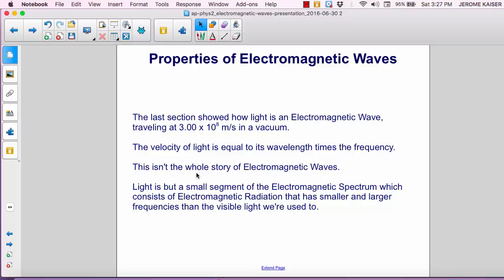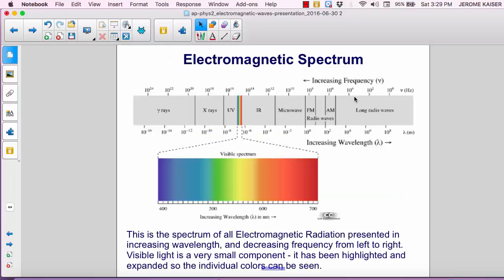Light is just a small segment of the electromagnetic spectrum, which consists of electromagnetic radiation that has smaller and larger frequencies than the visible light we're used to. Here's a diagram of the electromagnetic spectrum. Going from left to right, we see increasing wavelength and decreasing frequency. At the shortest wavelengths and highest frequencies here on the left, we see gamma rays.